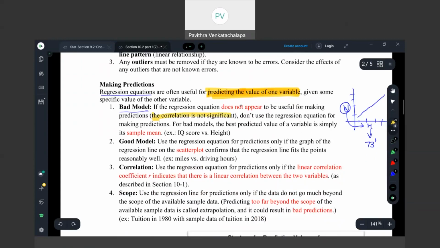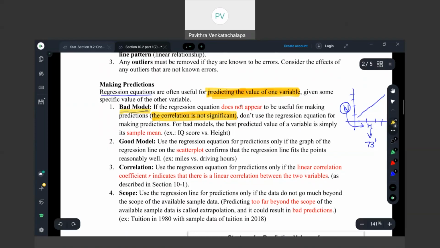The first step is to plot a scatter plot and check whether the points are following a straight line or not, and then you find the correlation coefficient R. If the correlation is not significant, then you should not move forward, because you will not have a regression equation for a variable whose correlation is not significant. That's what this says, bad model.